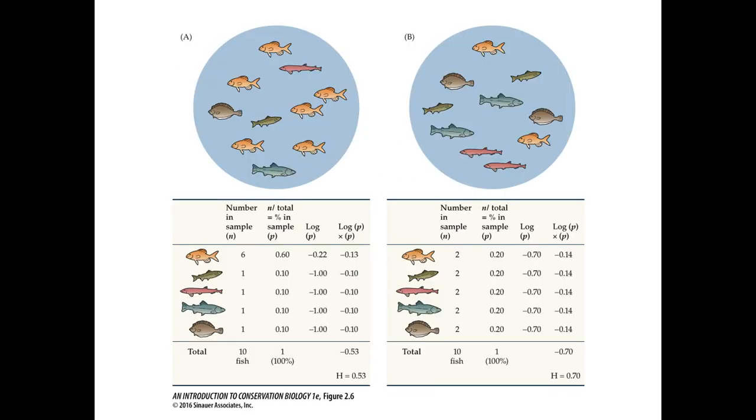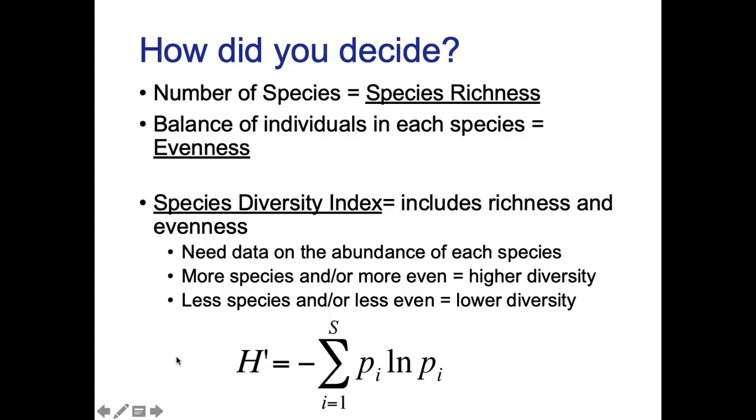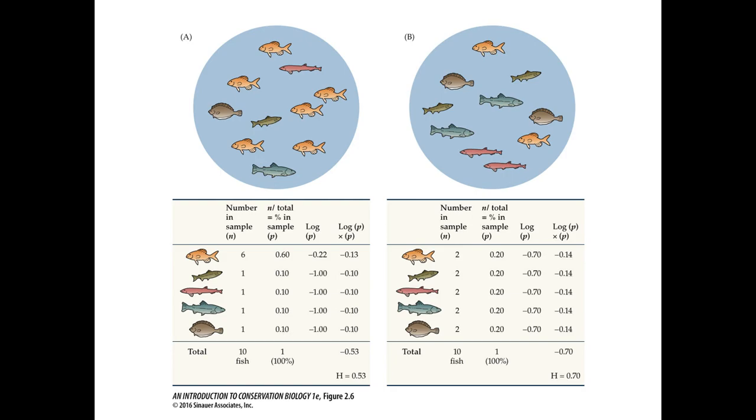This is just to show you how it works. I'm not going to expect you to calculate this out, but I do want you to know basically what it does. Most commonly, we use the Shannon Diversity Index, which is the one illustrated here, but there are multiple different indices that have been created to do this.